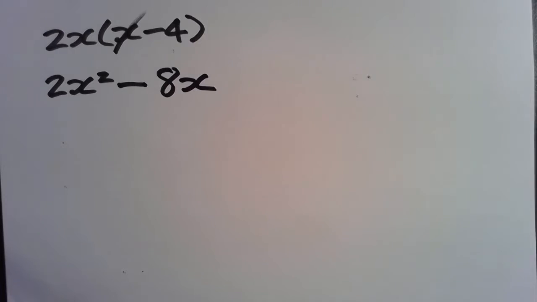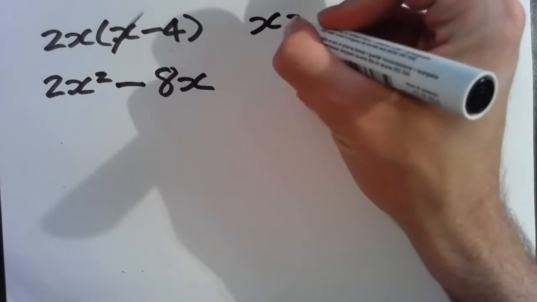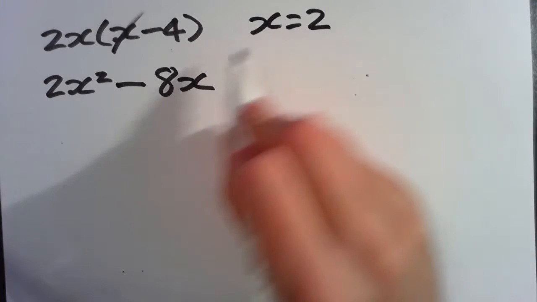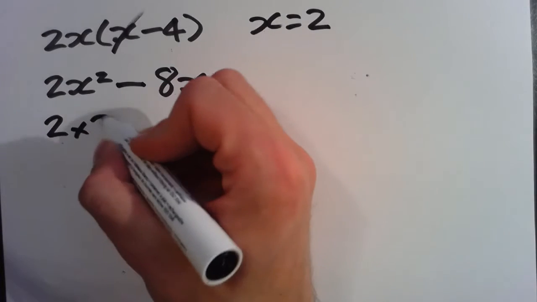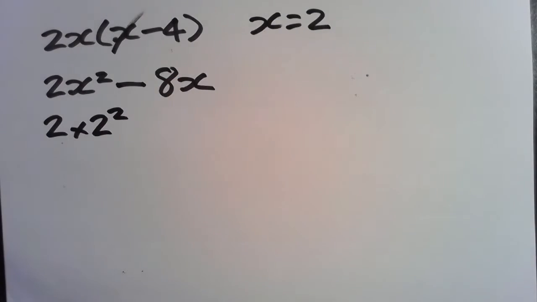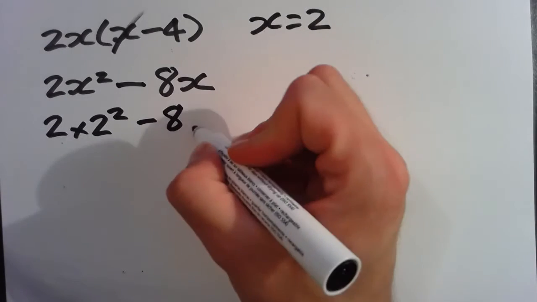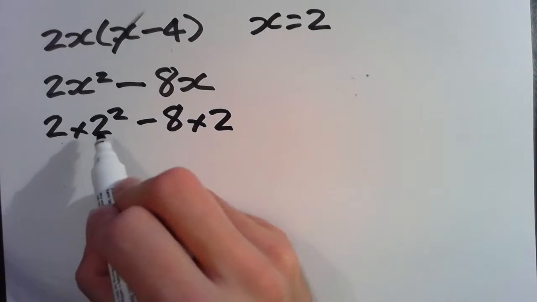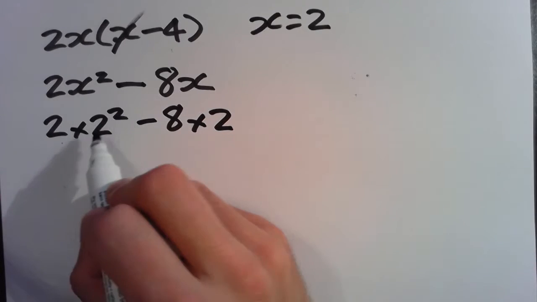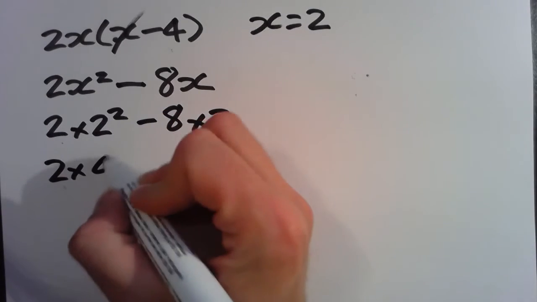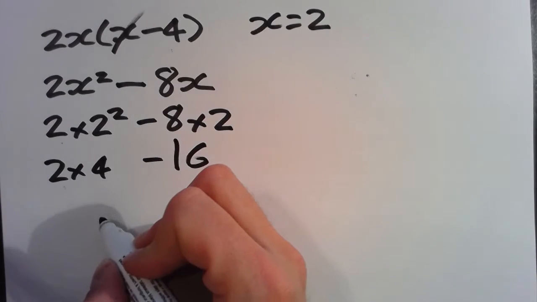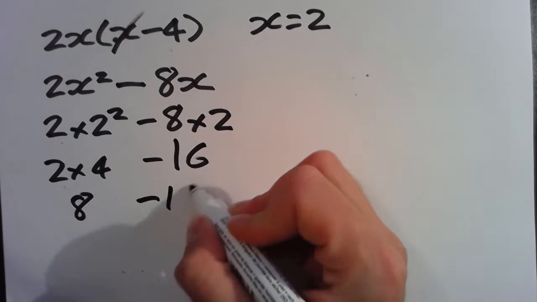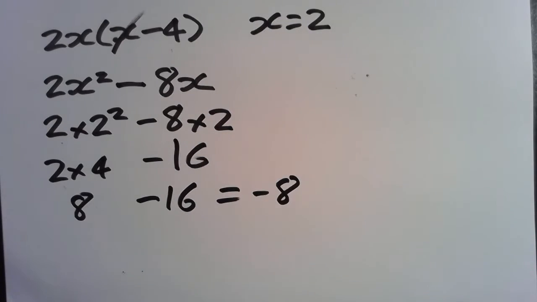Now I'm going to decide that x equals, let's make my life easy, 2. So I'm going to put x equals 2 into this equation. So I have 2 multiplied by 2 squared, because x is 2, minus 8 times 2. 2 squared is 4. 2 times 4 minus 8 times 2 is 16. 2 times 4 is 8, minus 16 equals minus 8.